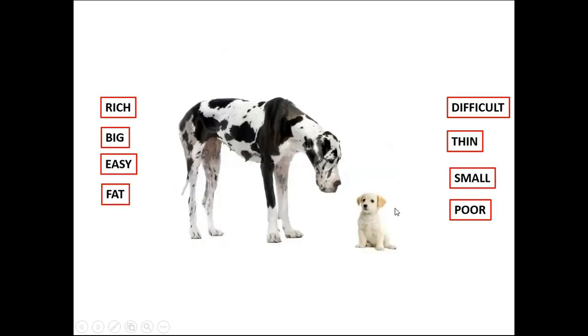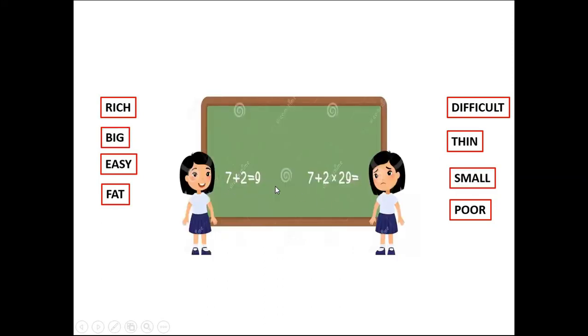Okay, this is a Dalmatian dog, and this is a dog too. This dog, the dog number 1 is big, right? But the dog number 2 is, in comparison, small. Yes, this dog is big, but this dog is small.